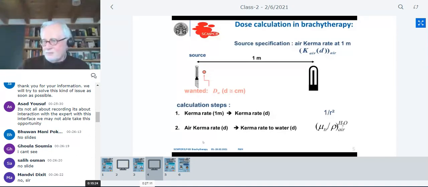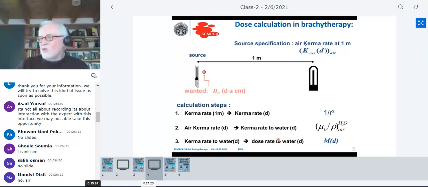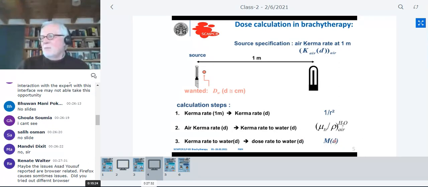And the next step is now to transform the kerma rate in water into dose rate to water. And this was classically done with empirical conversion factors called Meisberger polynomials. I'll show you what they look like.